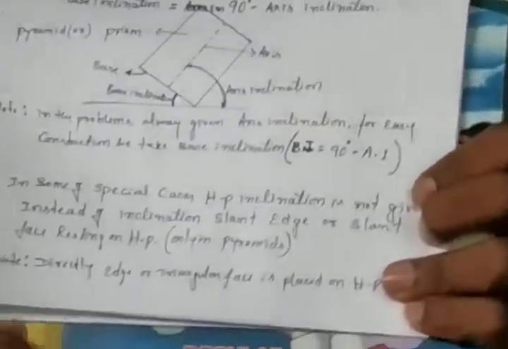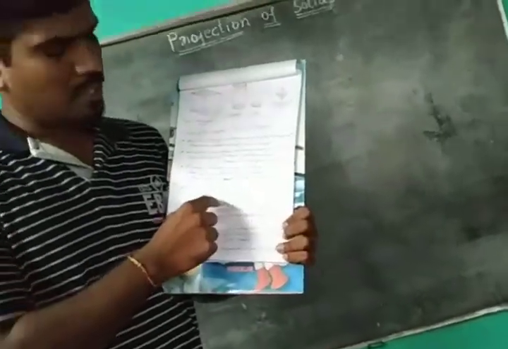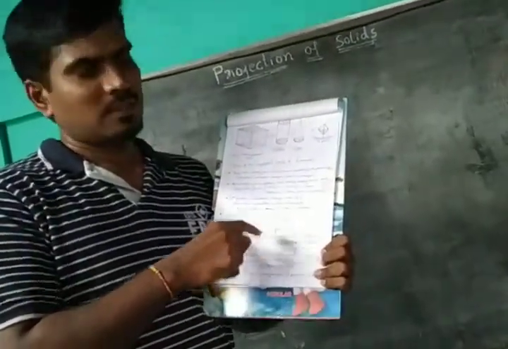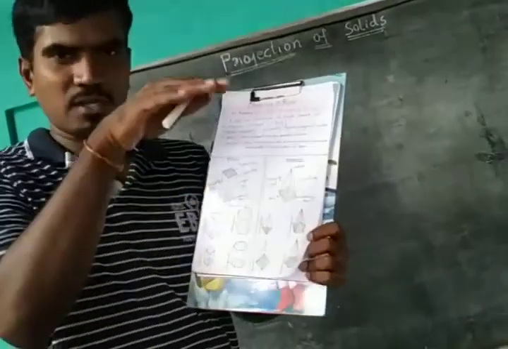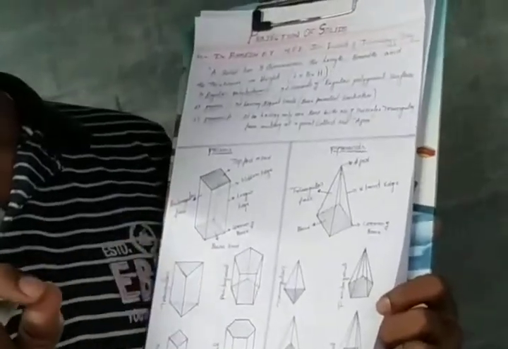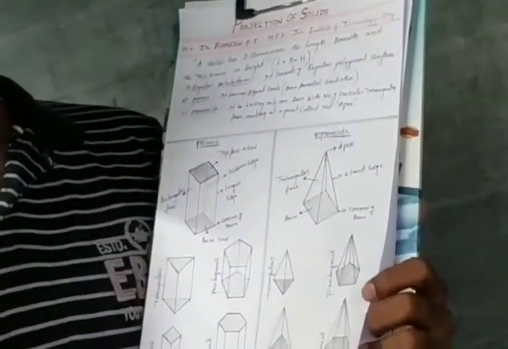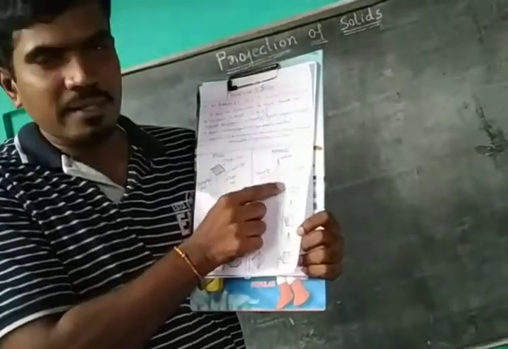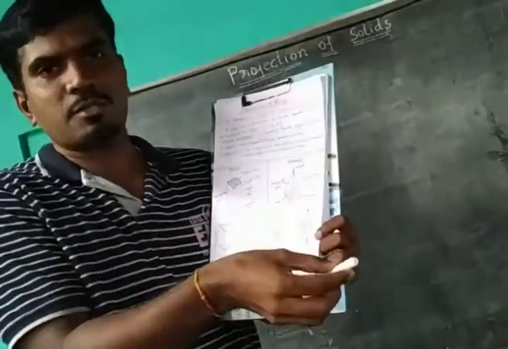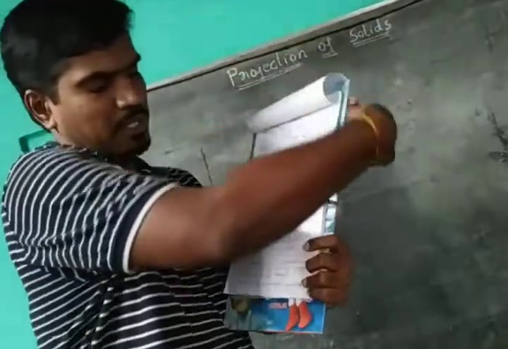So the next point to be discussed is some special cases. Special cases means it is a prism, okay. But in case of a pyramid, instead of this HP inclination, they give that this edge or this face is resting on HP. Means in the second position they won't give any inclination for HP. Instead of that, this slant edge is resting on HP. So that is the special case.